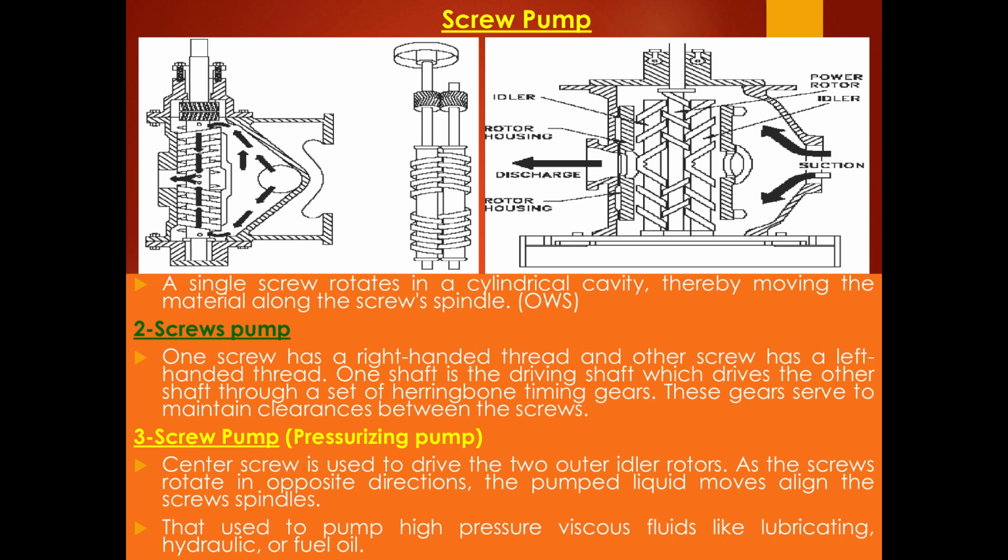Screw pump. A single screw rotates in a cylindrical cavity, thereby moving the material along the screw spindle. Two screw pump: one screw has a right-handed thread and the other screw has a left-handed thread. One shaft is the driving shaft which drives the other shaft through a set of herringbone timing gears. These gears serve to maintain clearances between the screws.